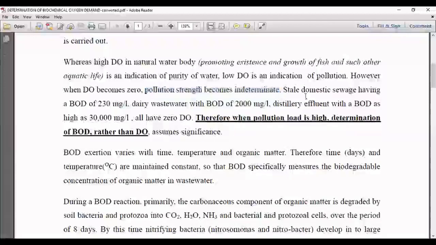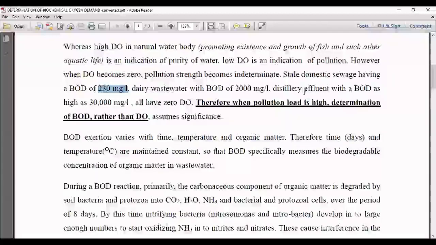So domestic sewage has a BOD of 230 mg per liter. So the domestic sewage that comes out of our house has a BOD of 230 mg per liter. Dairy wastewater has a BOD of 2000 mg per liter. Distillery effluent can have a BOD as high as 30,000 mg per liter, and these all have the DO value as zero. So all these will have the DO value zero, but the BOD different, right?